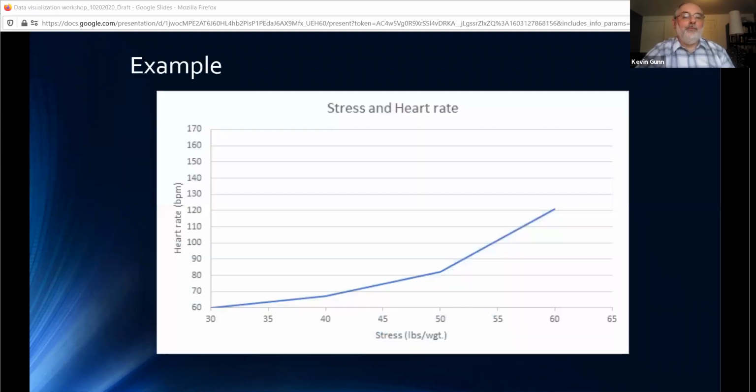So here's a very basic example, well, as basic as you can get here, comparing stress and heart rate. So, working out with weights, increasing the pounds when you're weightlifting, and as you increase the pounds in continuous motion, your heart rate is going to go up if you're doing it right. So you see a little bit of a simple working together of the independent and the dependent variables.